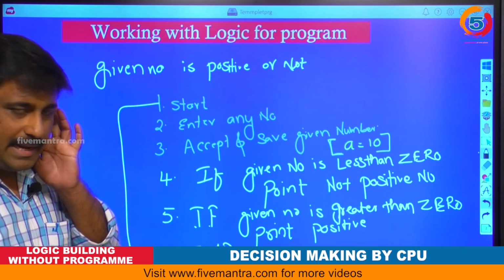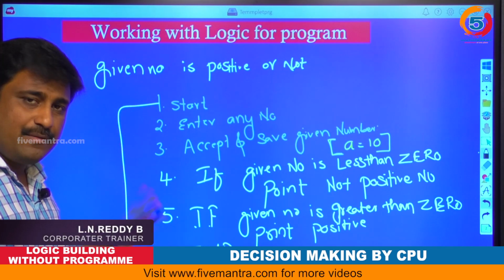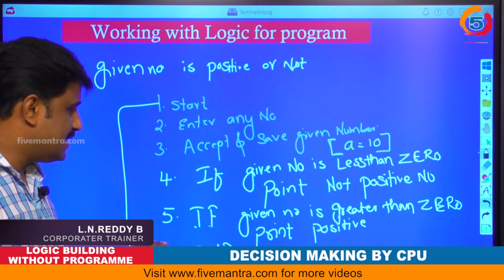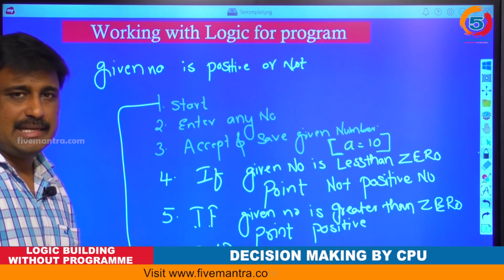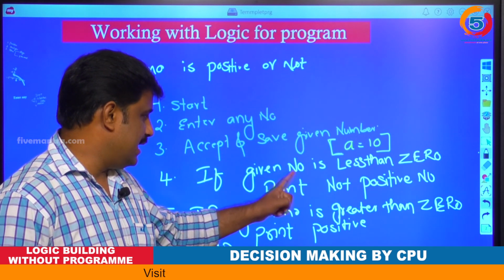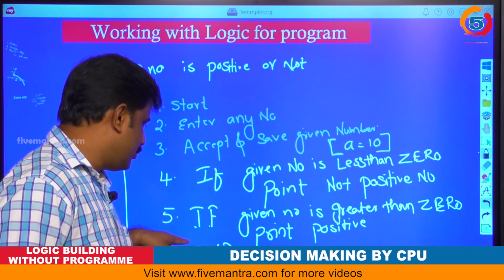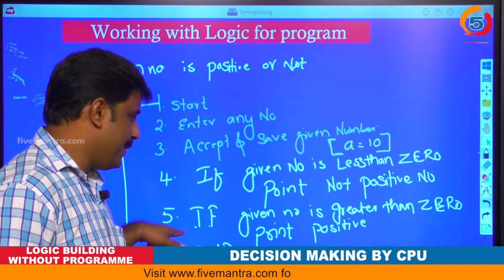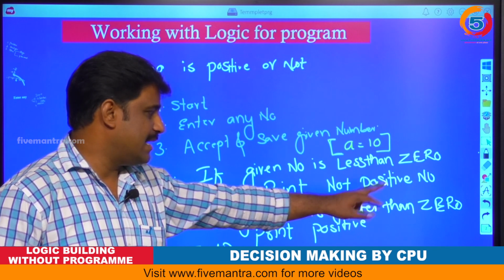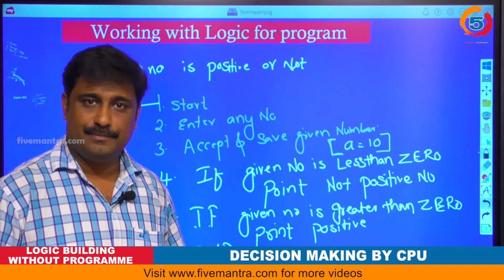When you start any algorithm, it must end. Here, how many steps do we have? We have 5 steps, and with the help of these 5 steps I can get the result. First, if a is 10, is the given number less than 0? No, it is not less than 0, so it goes to the fifth step. And if the given number is greater than 0, then print positive, over.